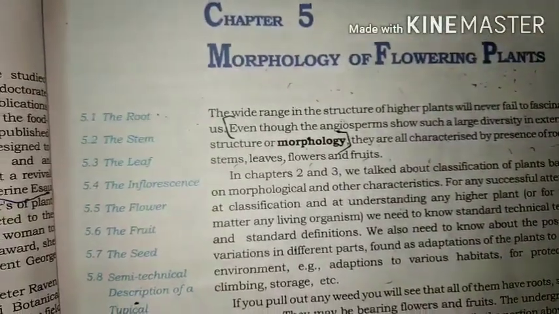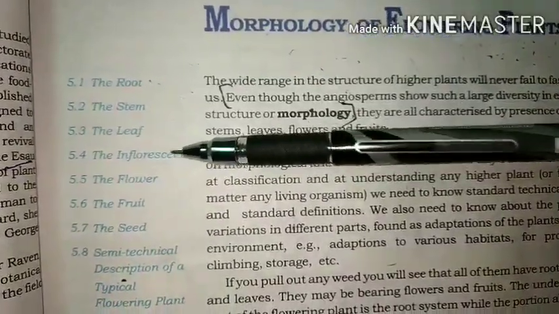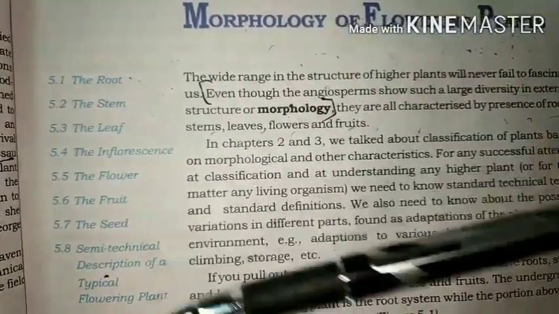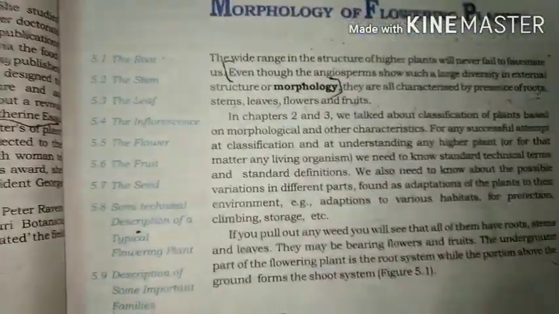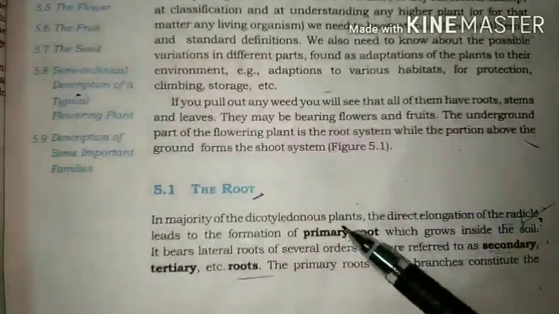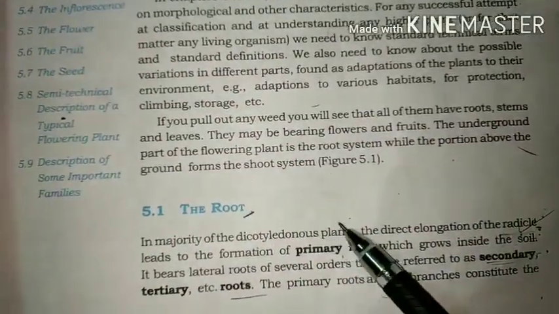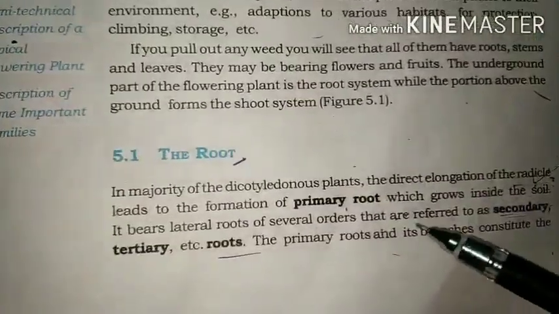So in this chapter we are going to discuss the root, stem, leaf, inflorescence, flower, fruit, seeds, etc., regarding the entire plant. So let us enter into the topic, guys. I am going to start with the root. Basically the chapter starts with the root in NCERT or any other academy books. So let us have a look here.